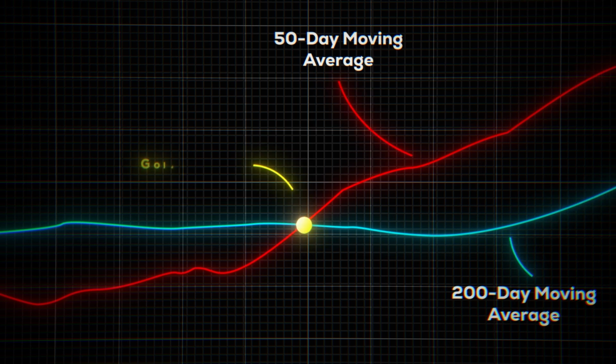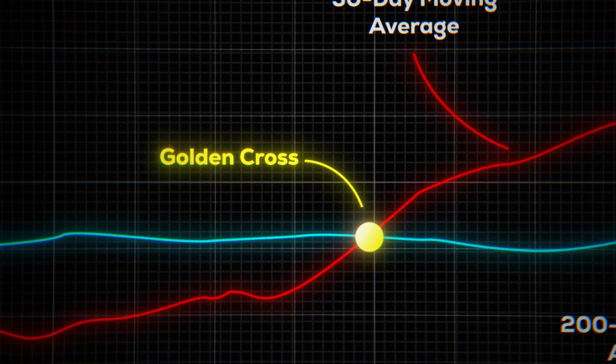Well, when using moving averages, many traders look for something called the golden cross, which is when a short-term moving average like a 50-day crosses above a long-term moving average like a 200-day, signaling a potential bullish trend. The reverse of this action is called a dead cross. This happens when the short-term moving average crosses below the long-term moving average, which typically is seen as bearish.